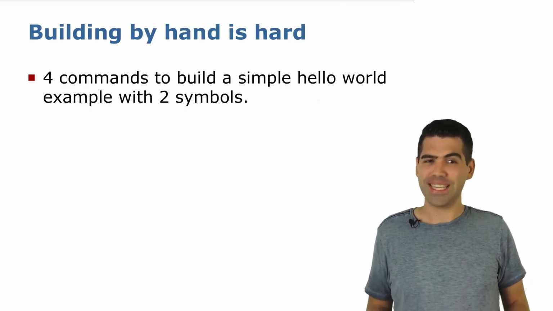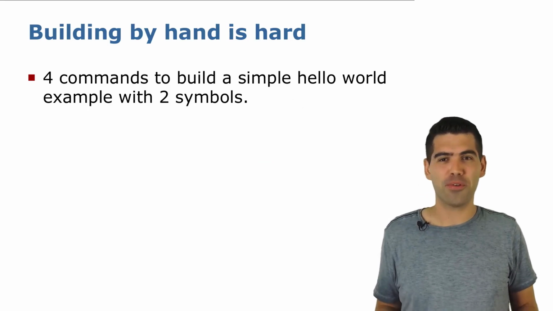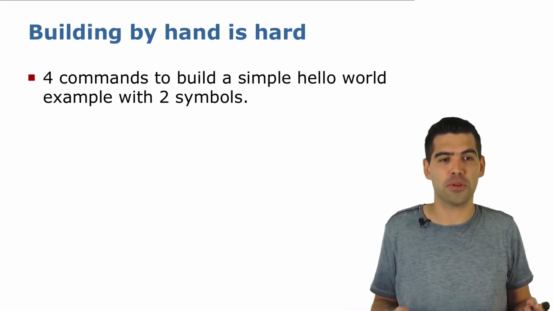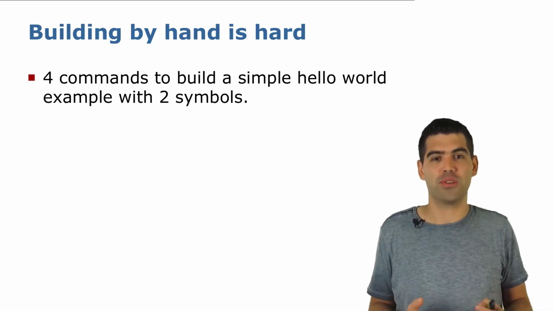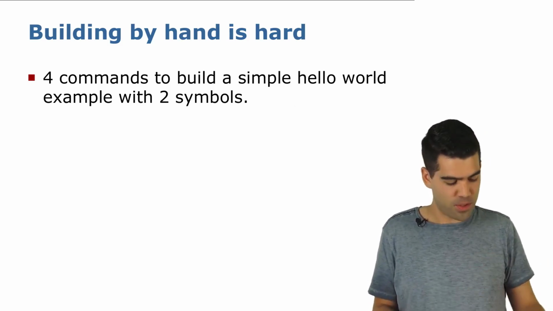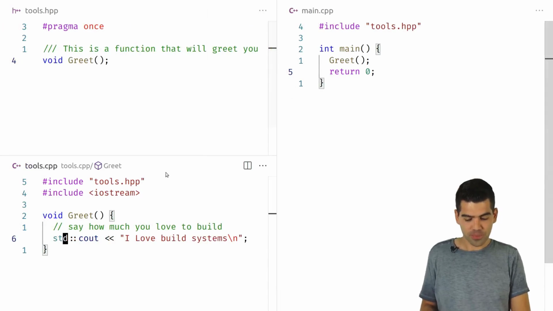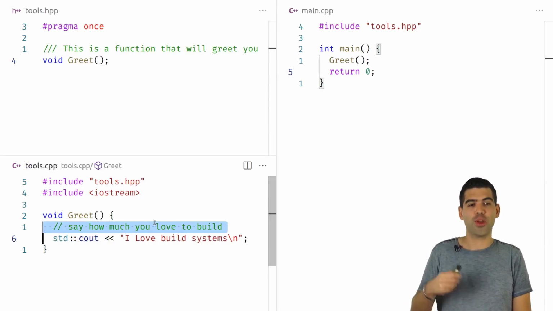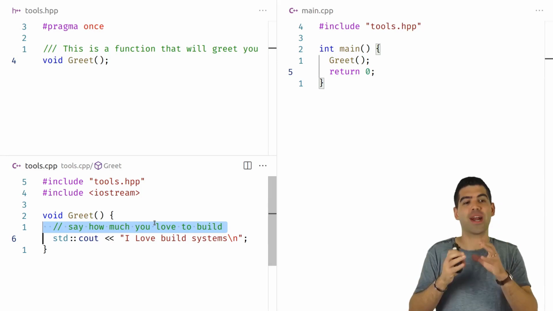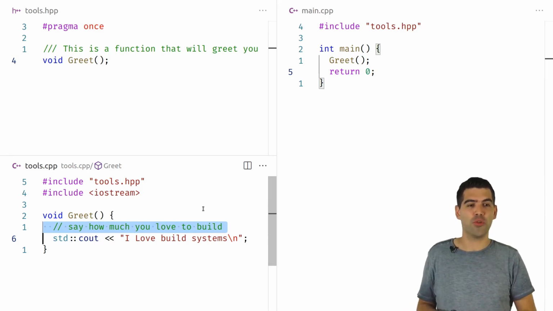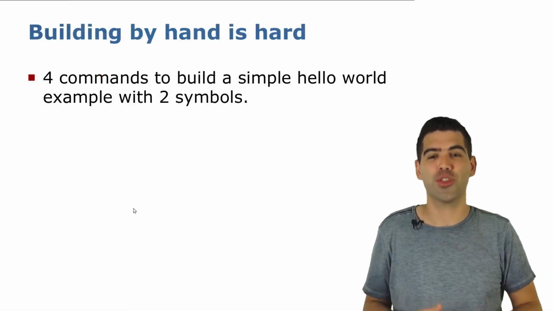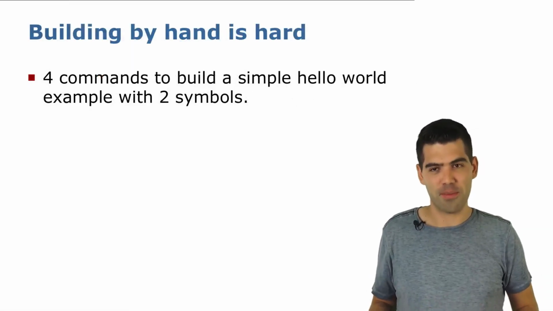So building by hand, it's actually really hard if you think about it. So 4 commands to build such a simple hello world example with just 2 symbols or maybe 1, it's way too much. Of course, if you think that you want to change, for example, this implementation, then you need to build this translation unit, then you need to recompile the library, you need to archive this into a library, then relink again, and then you will get the new target application, which is a lot of effort, as you can already imagine.